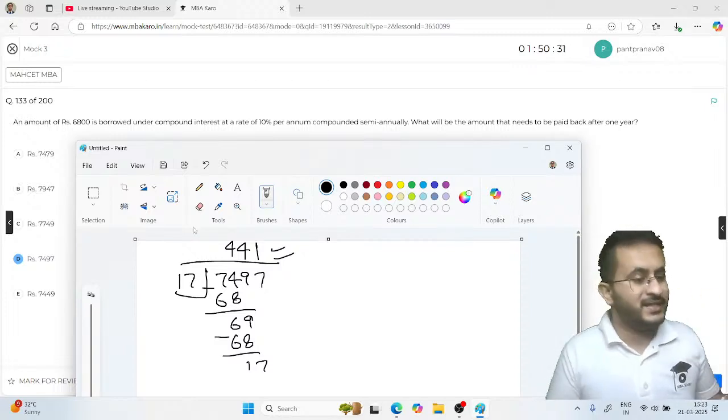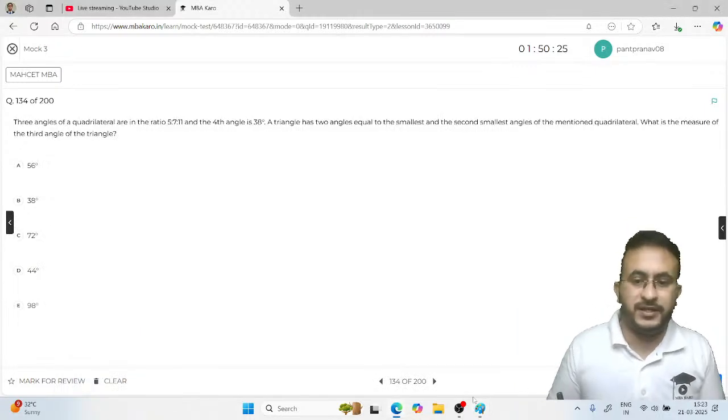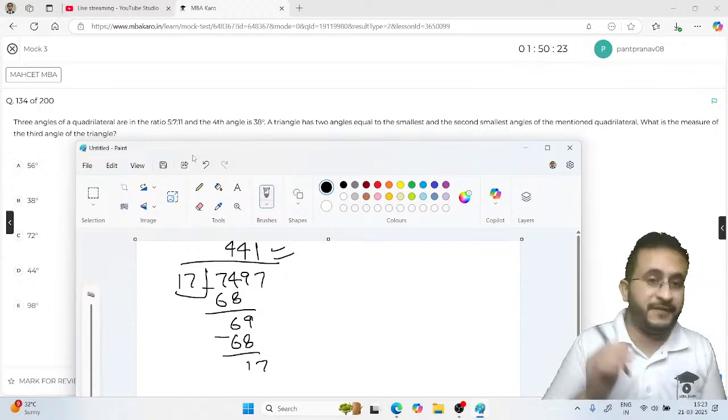I checked one, it is not divisible by 17, so that is not the answer. Okay, so here are certain techniques that help you solve fast. Three angles of a quadrilateral are 5x, 7x, 11x, and the fourth angle is 38 degrees.